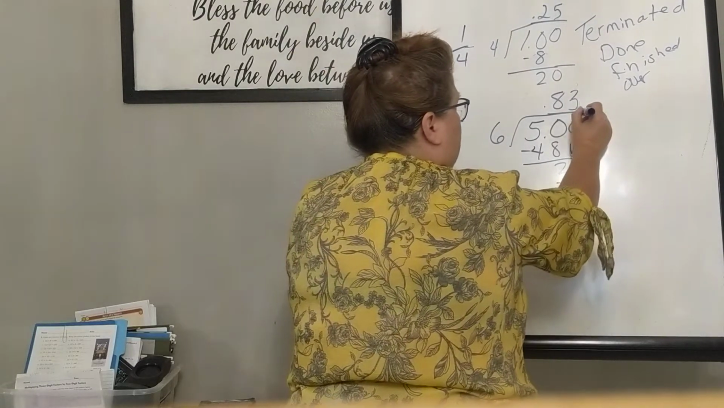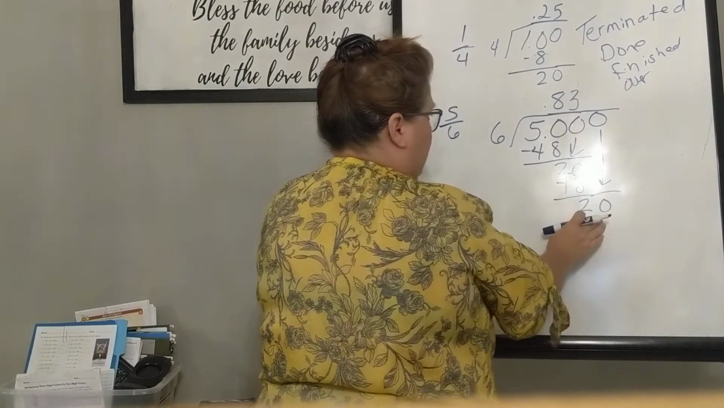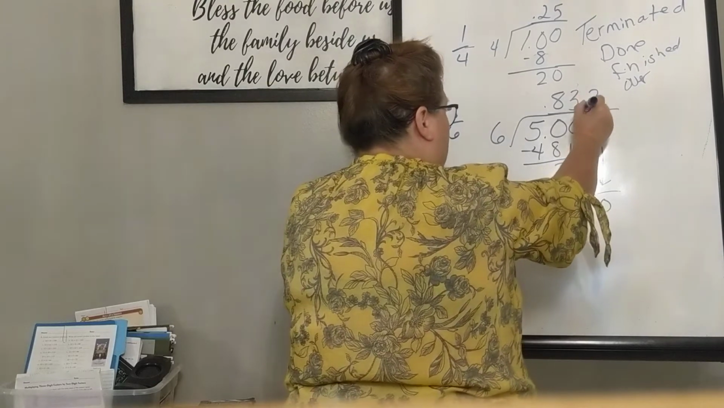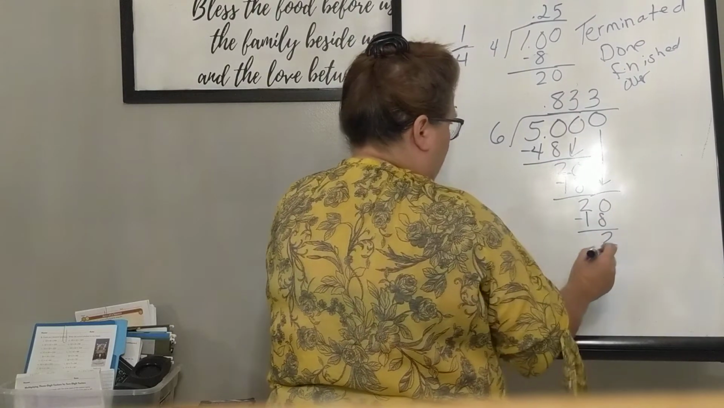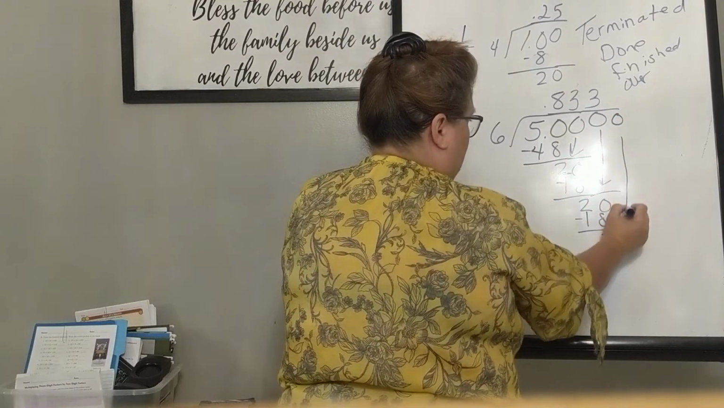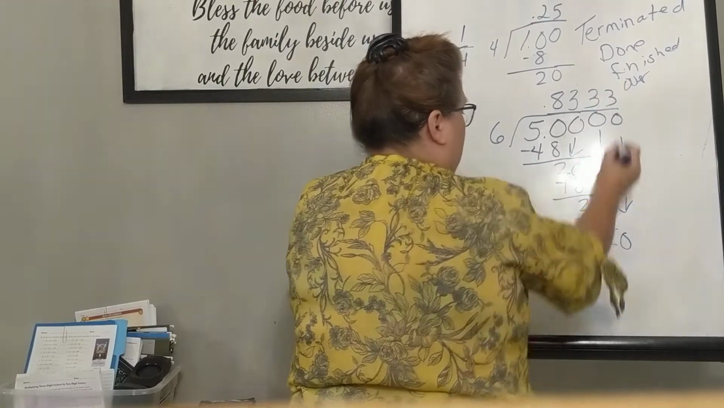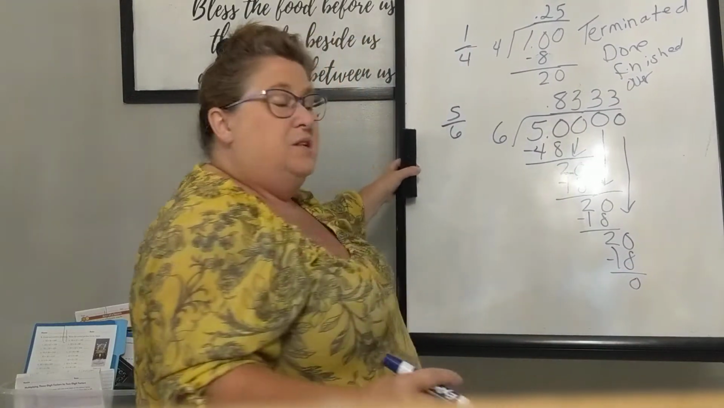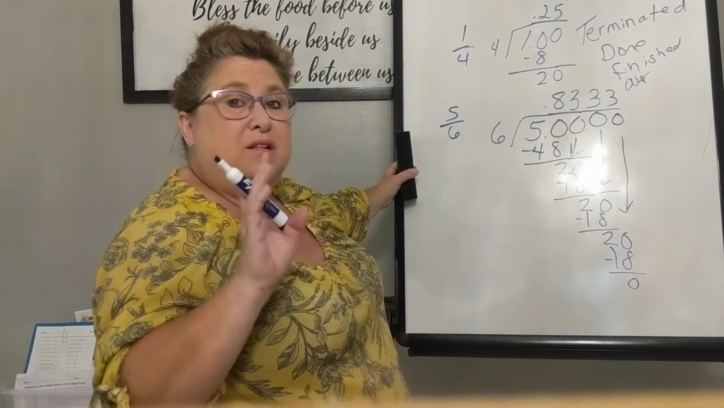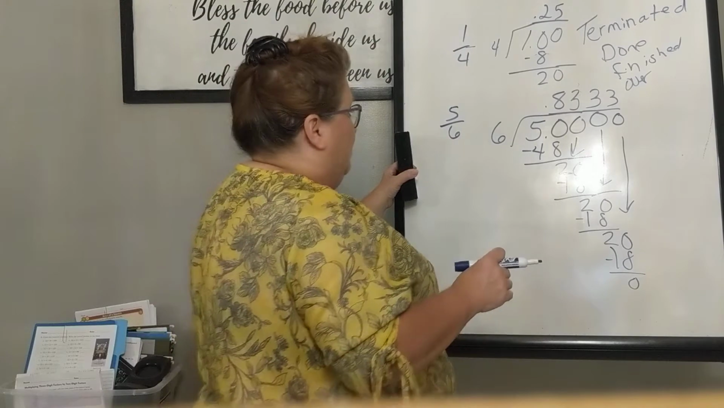We annex a 0, bring it down. How many times will 6 go into 20? 3 times. 6 times 3 is 18. 20 minus 18 is 2. We annex a 0. Do you see the pattern here? Bring it down. 6 times 3 is 18. We could sit here and do this all day, and this decimal would never terminate, because which digit is repeating itself? The 3 is repeating itself.